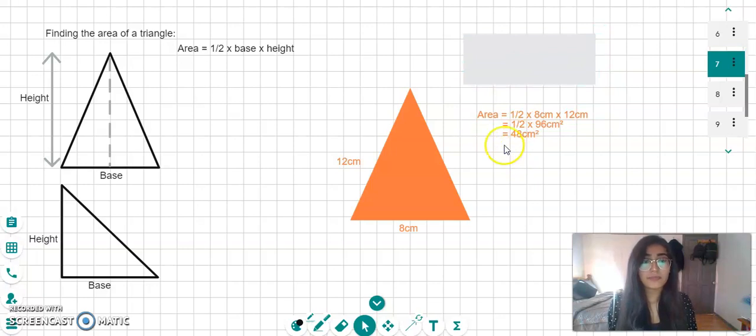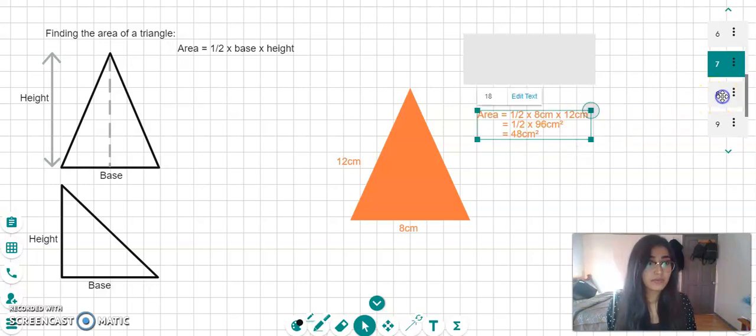As we said before, the area is half times its base, which is 8 centimeters, times its height, which is 12 centimeters. And as I said before, you can multiply these values together, which gives you 96 centimeters squared. And remember, timesing by a half just means dividing by 2. If that makes it easier for you to understand, just think of it in that way, dividing by 2, which gives you 48 centimeters squared. Now, remember your units because it's an easy mark that you don't want to lose.